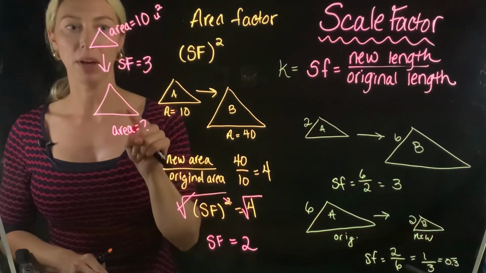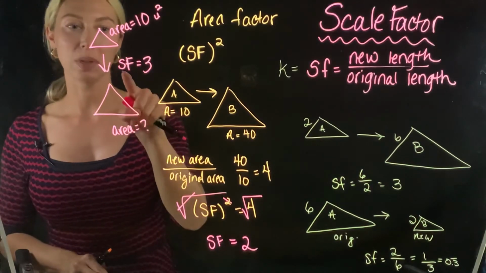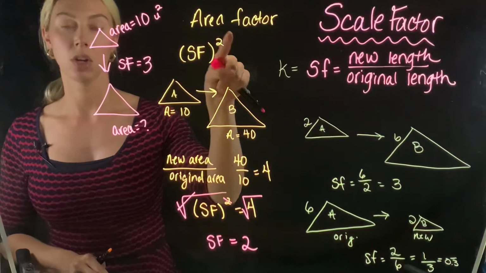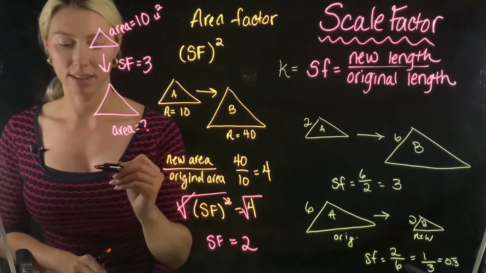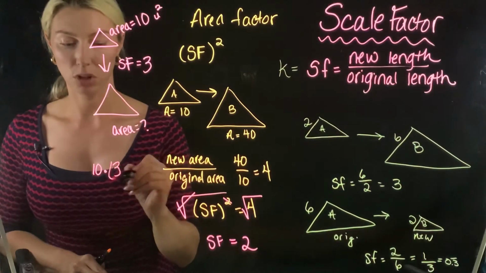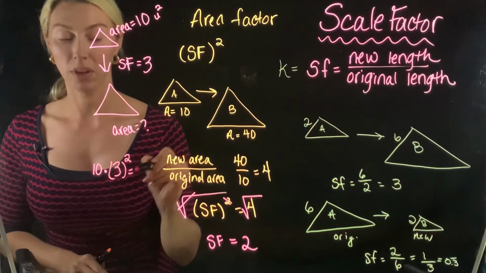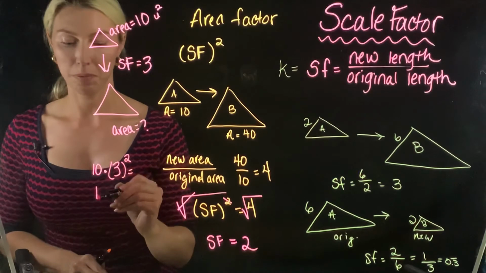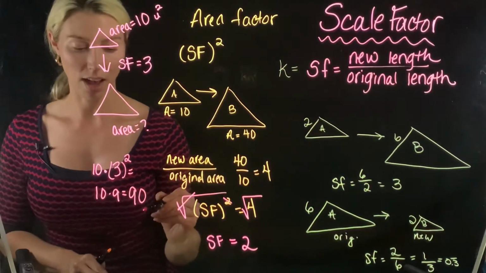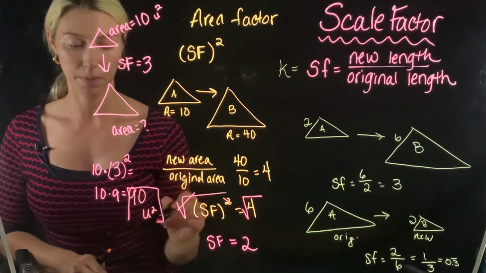Because we're talking about area, what you would have to do is convert the scale factor to the area factor. So I could say that 10 times the scale factor squared will give me my new area. So that would be 10 times 9, and I would actually have a new area of 90 units squared.